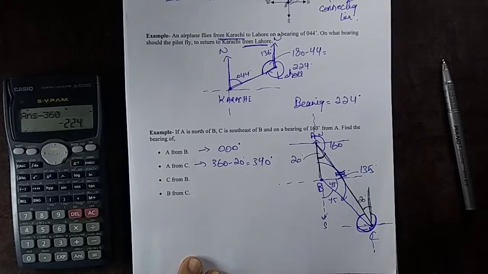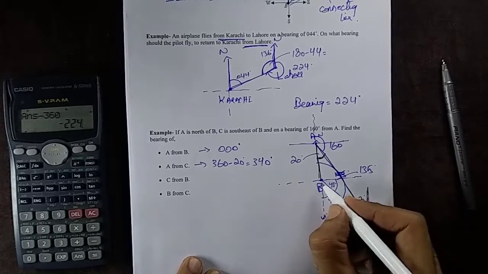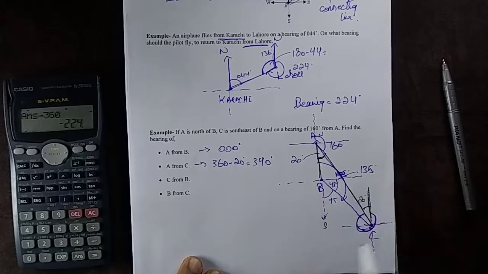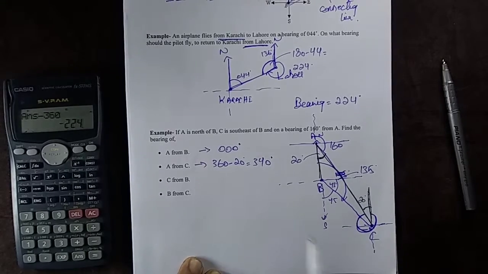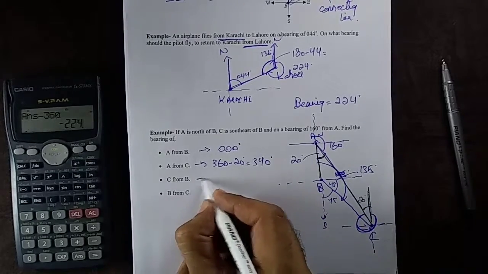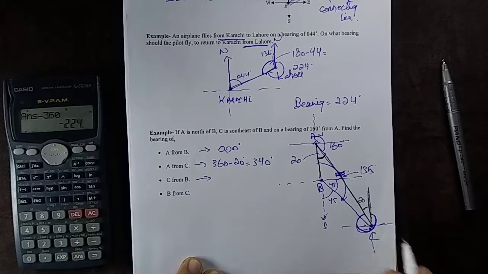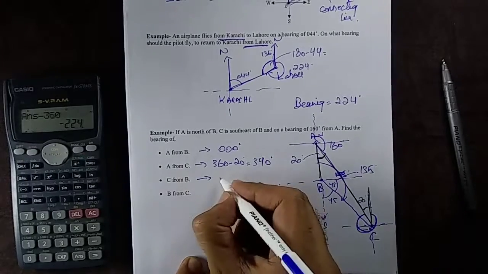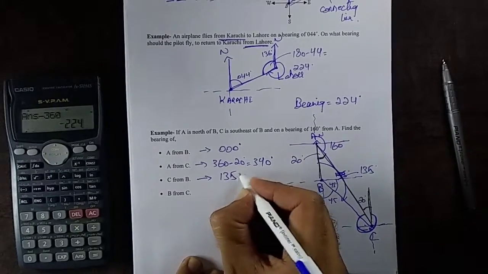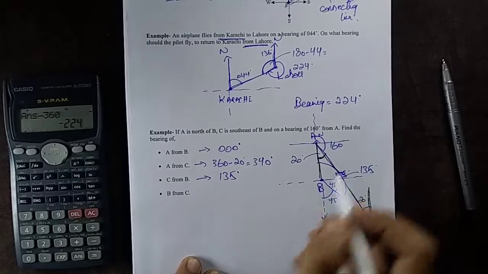In the third part, we are asked to find bearing of C from B. Bearing of C from B, we have the north on B and we have this connecting line between B and C. So it's simple here. Southeast, we have already concluded that southeast makes up the bearing of 135. So bearing of C from B would simply be 135 degrees because it's bisecting the quadrant.